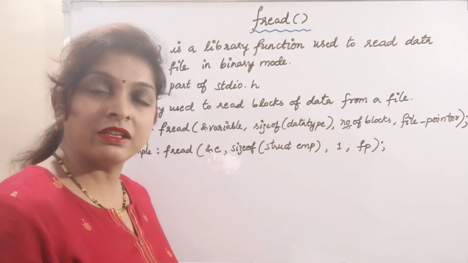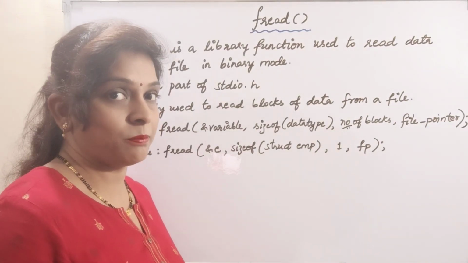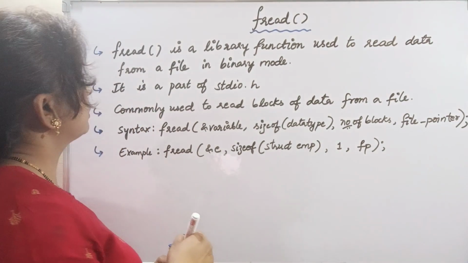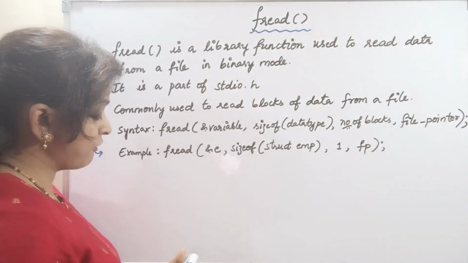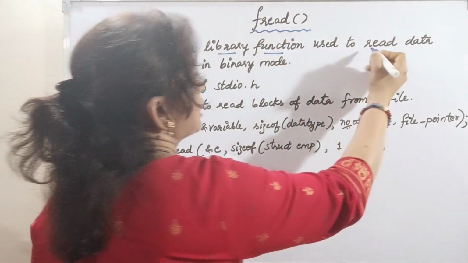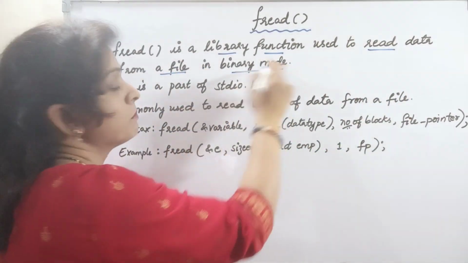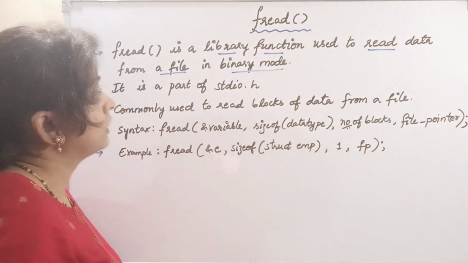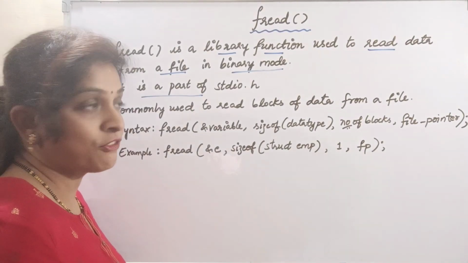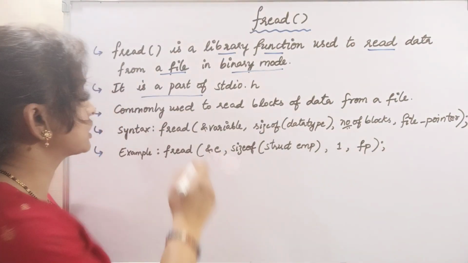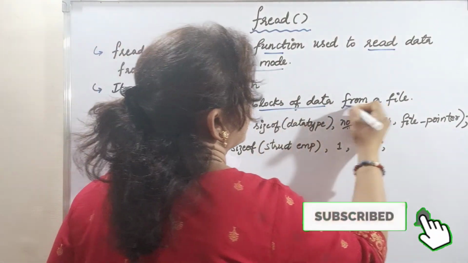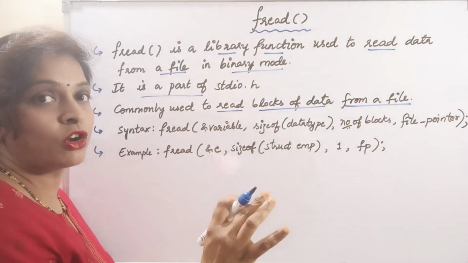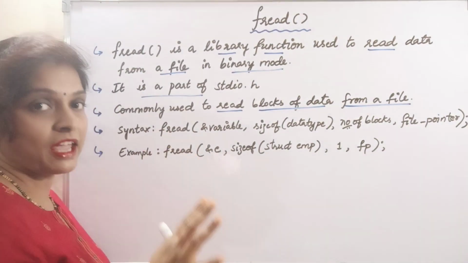The fread function. The name itself tells you it is going to read the data from a file. But it is not a normal text file, it is a binary file. Here, fread is a library function that is used to read the data from a file in binary mode. So we are going to deal with a binary file and read a block of data. It is part of the stdio header file, and commonly the fread function is used to read a block of data from a file. So how to use this? Same arguments, but the function name is fread.